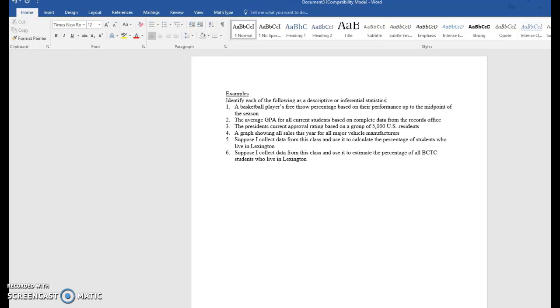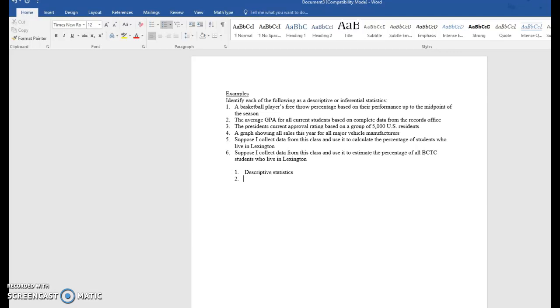Question 1: a basketball player's free throw percentage based on their performance up to the midpoint of the season. Realize we have all of the data. We've collected all of the different percentages of free throws, how many times he made his free throws, all the way up to the midpoint of the season. So this just describes what he's done so far. It is descriptive statistics.